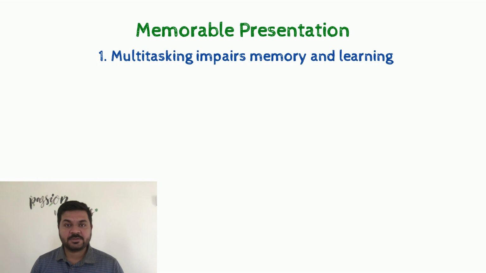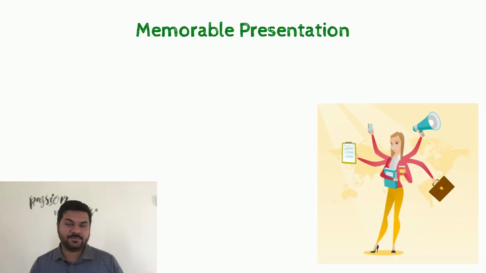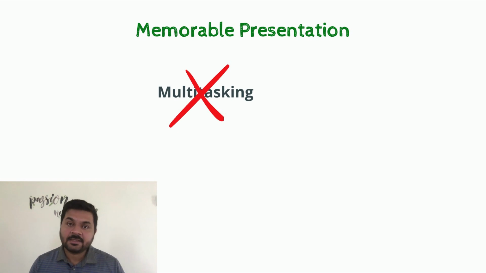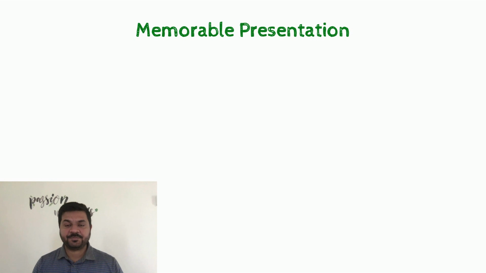Multitasking impairs both memory and learning. The evidence is quite clear. Individuals can only explicitly focus on one task at a time. So when and if our students are multitasking during a lesson, they're not multitasking. They're simply switching back and forth between the multiple tasks instead of attending to these tasks simultaneously. This is called switch tasking.